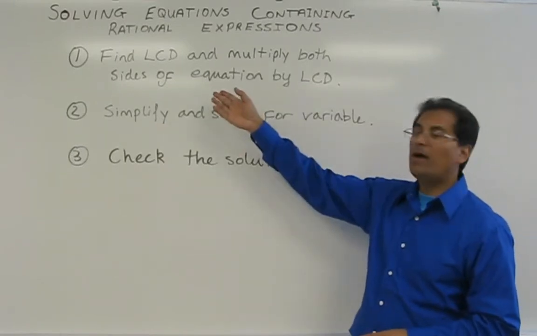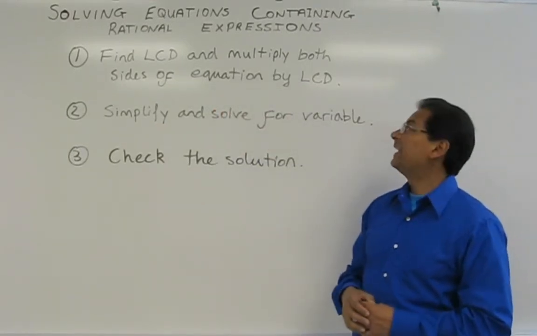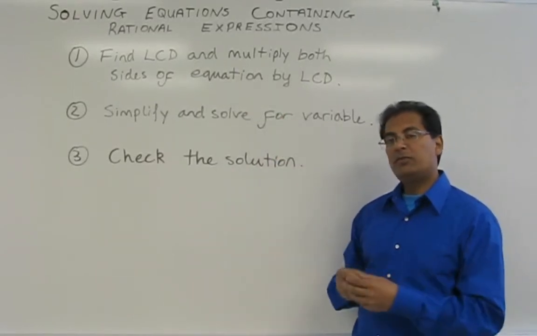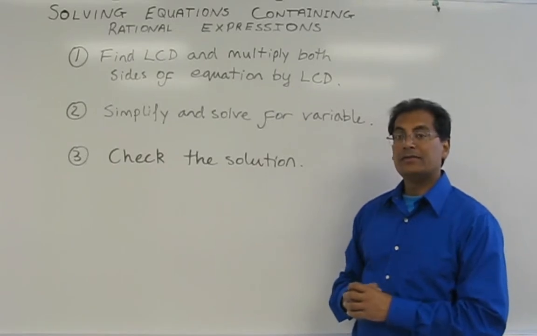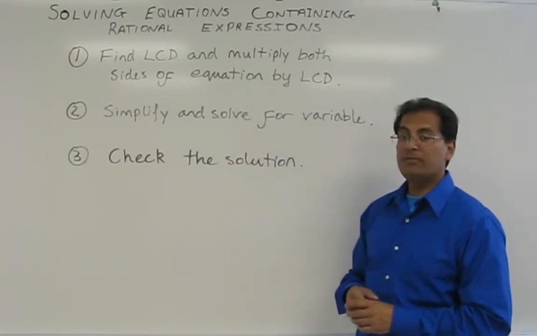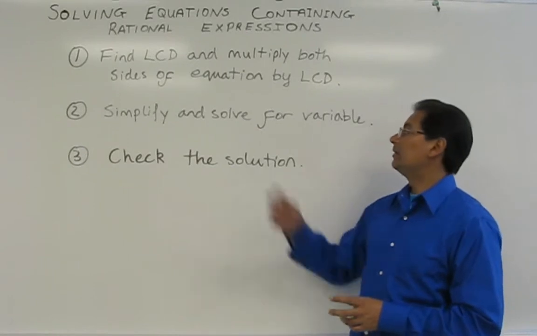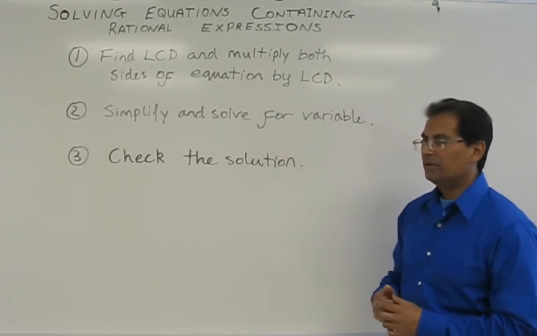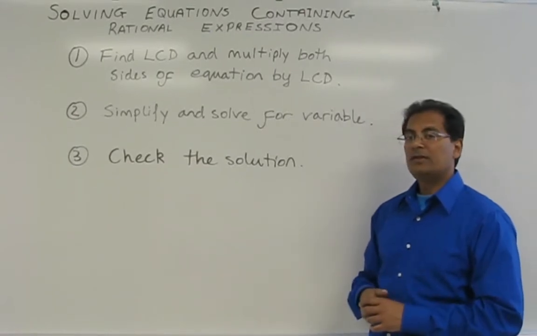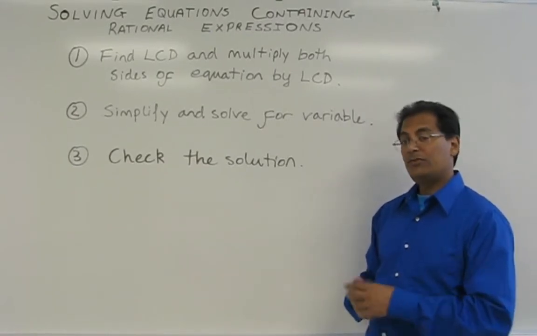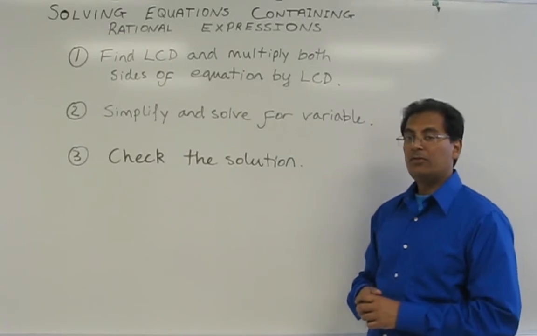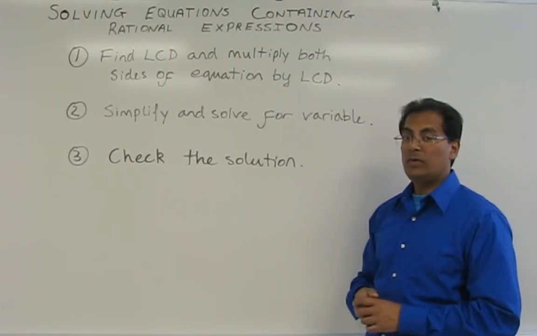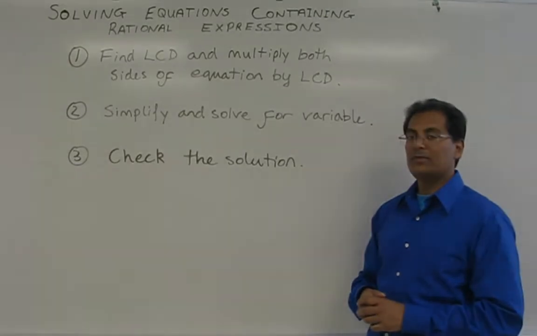The first thing is to find the LCD and then multiply both sides of the equation by the LCD. This will eliminate all your denominators. The second step is to simplify the equation now and then solve for the variable. And the third step is to check the solution. Sometimes you come up with solutions that actually are not solutions, and we'll see as we go along some examples. So you must always check your solution when you're solving rational expression equations. Let's take a few examples.